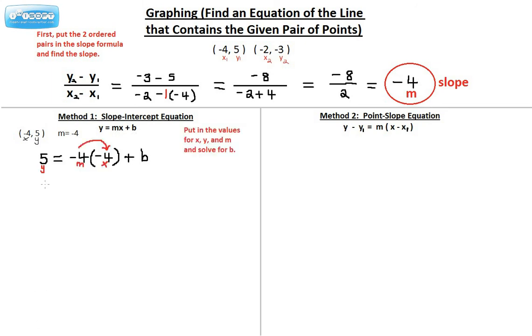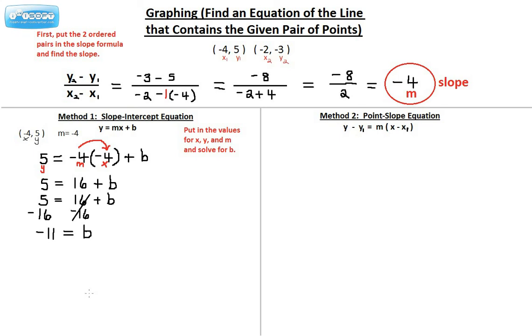Here I've substituted in our numbers. We first want to multiply -4 times -4. This gives us positive 16. So now we want to isolate b, so let's subtract 16 from both sides. This results in b equaling -11.